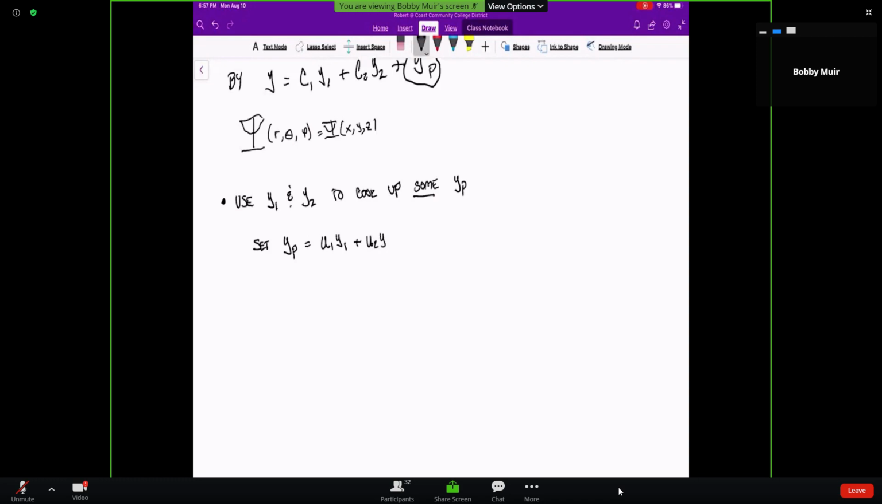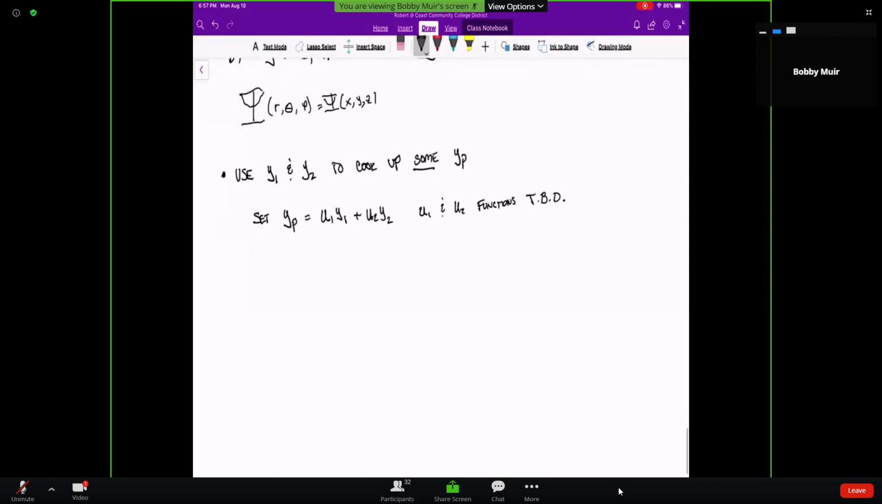Okay, so the condition on yp is that it must satisfy the differential equation. That means that a2 yp double prime plus a1 yp prime plus a0 yp equals this f of x.